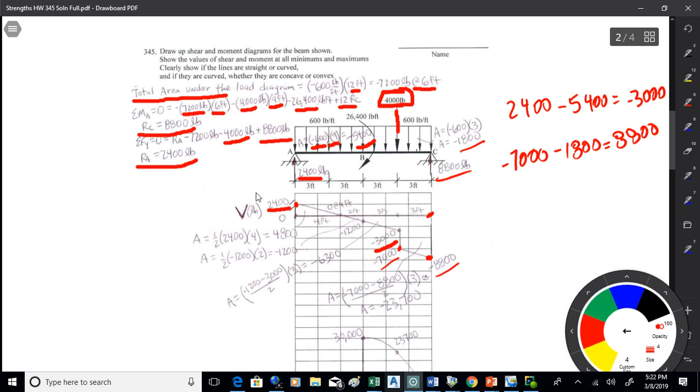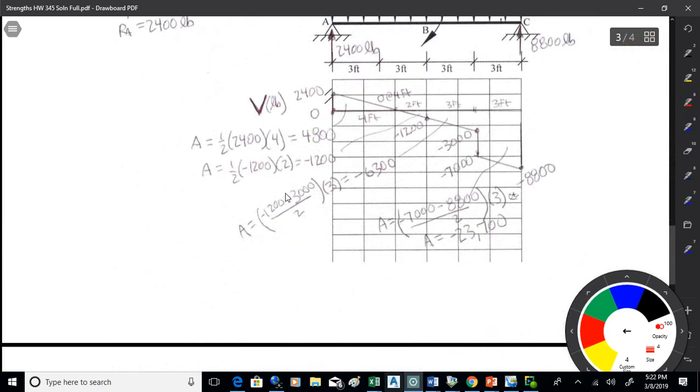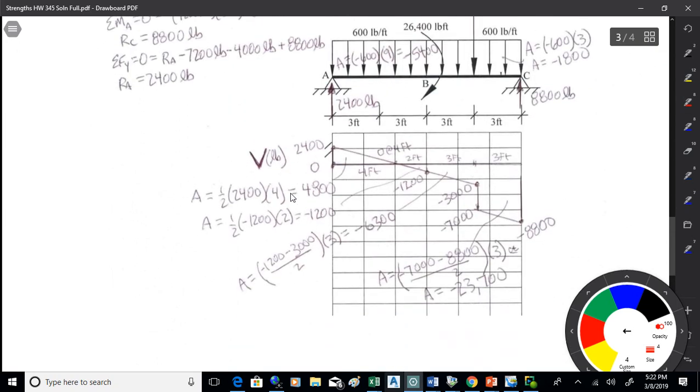Now once I have that, what I want to do is calculate the area under the parts of the shear diagram. I want to find this 0 point here, because that's a change between positive and negative area on the shear diagram. So I'm at 2,400 there on account of that reaction on the left. I'm dropping by a slope equal to the value of the load, 600 pounds per foot. So if I divide that out, I get 4 feet. That's where it zeroes out.